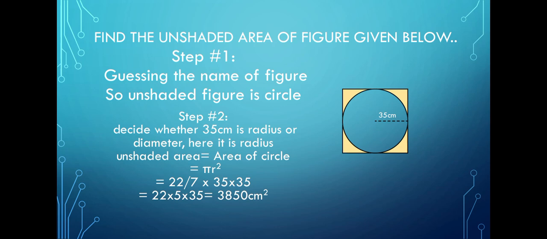So find the unshaded area of the figure given below. Step 1, guessing the name of the figure. So the unshaded figure is a circle. Step 2, you have to decide whether 35 centimeter is radius or diameter. Here it is radius. Area of circle is equal to pi r squared, that is equal to 22/7 multiplied by 35 multiplied by 35. You have to simplify 7 with 35. You're going to get 22 multiplied by 5 multiplied by 35, which is equal to 3850 centimeter square.